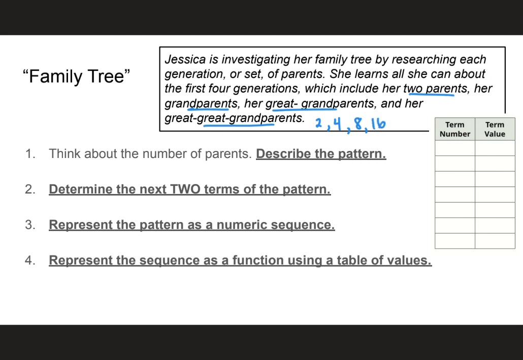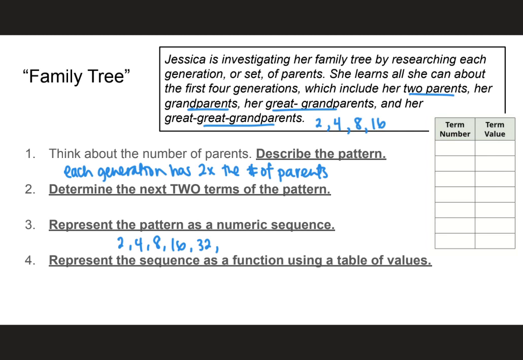So we can actually write that out here. 2, 4, 8, 16. So what seems to be happening here is each generation has 2 times the number of parents as the generation before it. So now we're at 16. For the next one, we would multiply that by 2. Each of the 16 parents would have 2 parents each. That would be 32. And the next one after that would be 64. So the next 2 terms would be 32 and then 64.